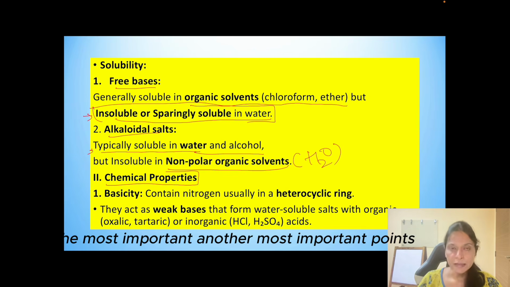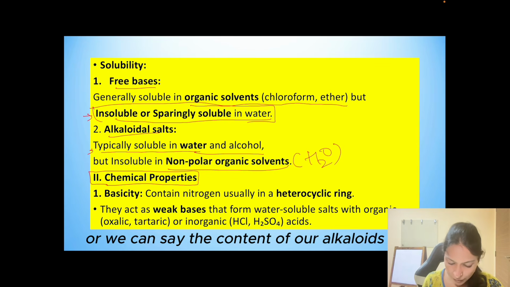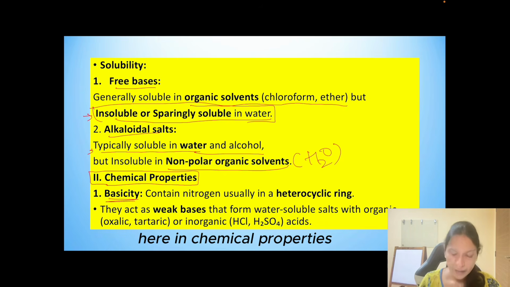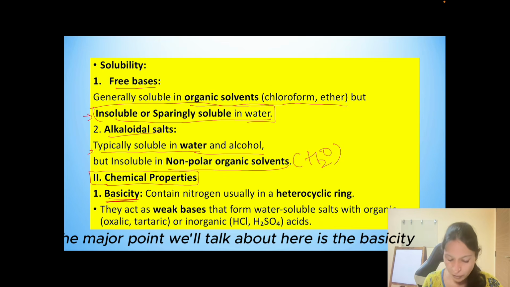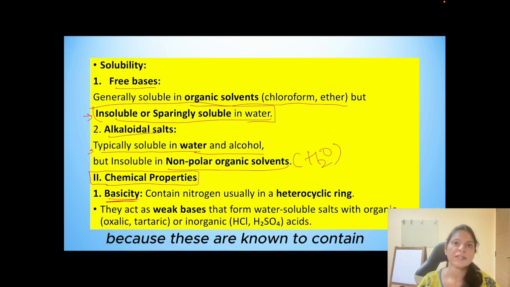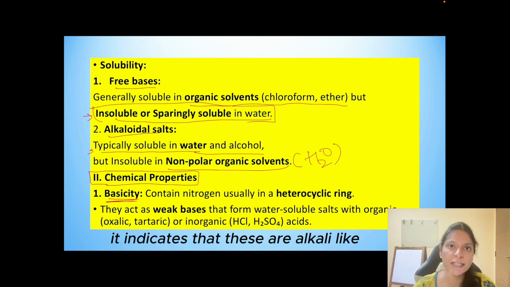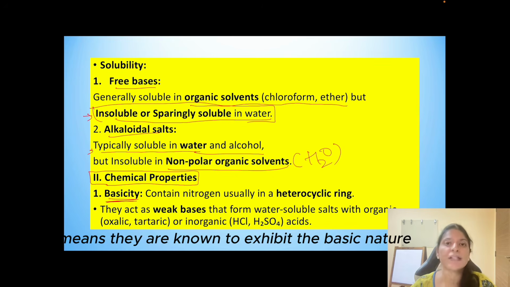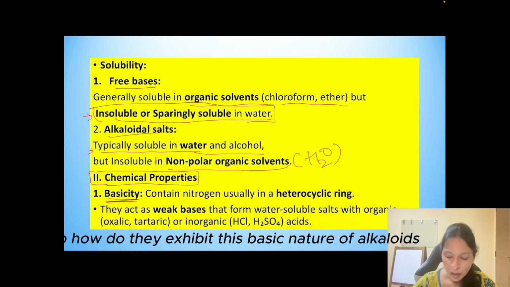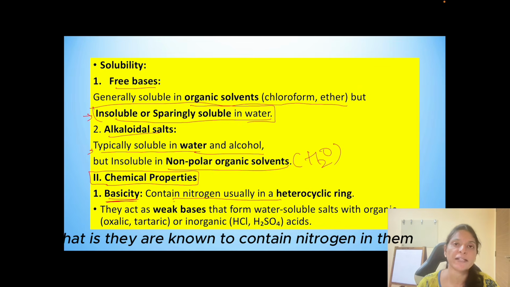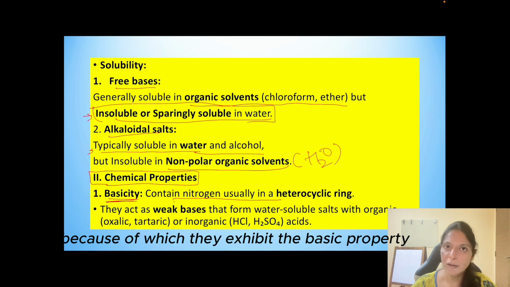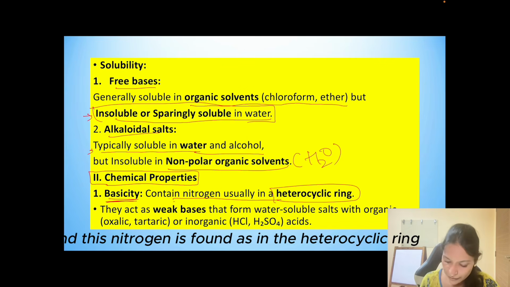And coming to another most important content of our alkaloids topic, the chemical properties. In chemical properties, the major point we will talk about is basicity, because from the definition itself, alkaloids are alkali-like, meaning they exhibit basic nature. So how do they exhibit this basic nature? As we have already mentioned, they contain nitrogen, because of which they exhibit the basic or alkali-like property. And this nitrogen is found in a heterocyclic ring.